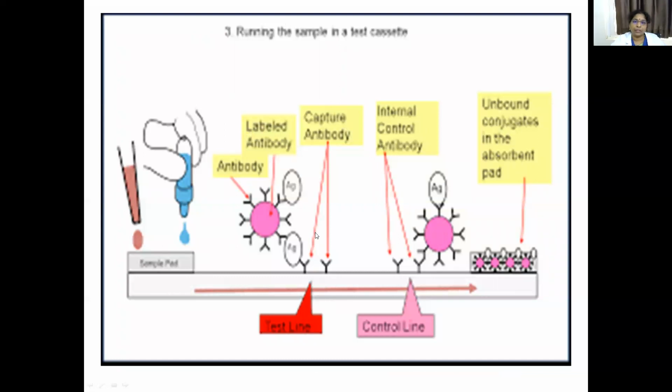This is another picture showing the colloid gold antibody. The antigen is sandwiched between the capture antibody and the colloid gold antibody in the test line. And what is happening in the control line? The colloid gold antibody is combining with the internal control antibody present in the control line. Okay? And any other unbound conjugates will be absorbed in the absorbent pad.